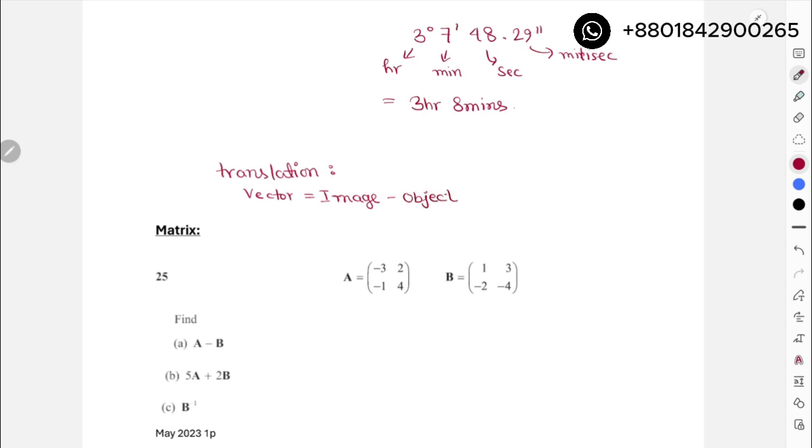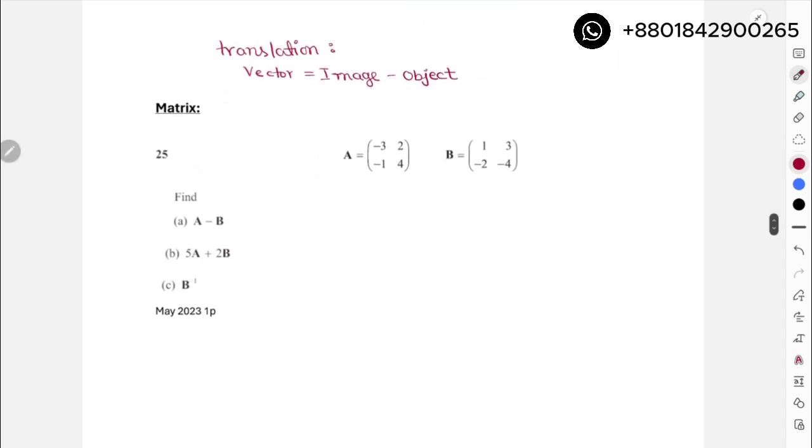This is a very handy process for your paper 2 translation stretching, but for paper 1, it really doesn't that much come handy. I think in only one paper, maybe in January 2023, 1PR, or in June 2023, I'm not sure, they asked a very simple translation maths using this formula, where you just have to subtract that or add that vector with object to get the coordinates for the image. Other than that, I've never seen translation stretching come into your paper 1.